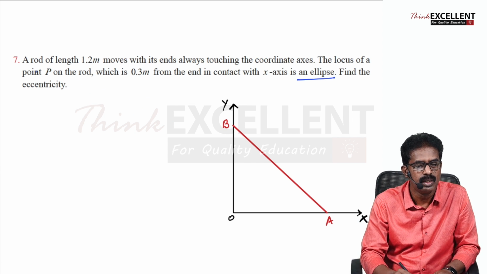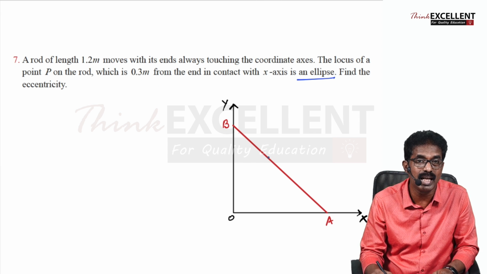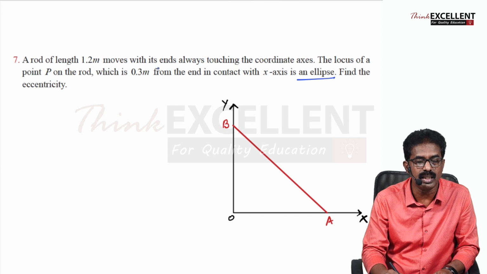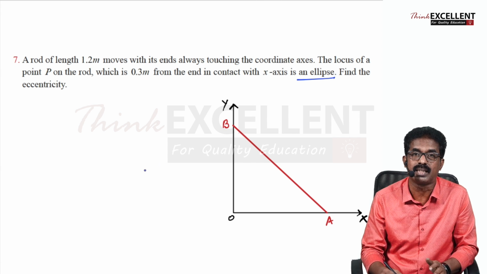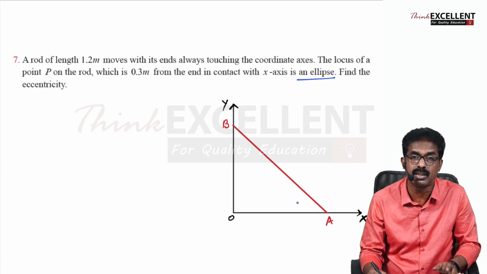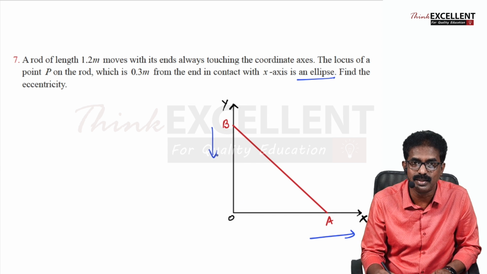A rod of length 1.2. So here AB is the rod. The total length is 1.2 meter. It moves with its ends always touching the coordinate axes, that is the x-axis and y-axis. A is always touching the x-axis, B touching the y-axis. Suppose A moves this side, B moves down, right?